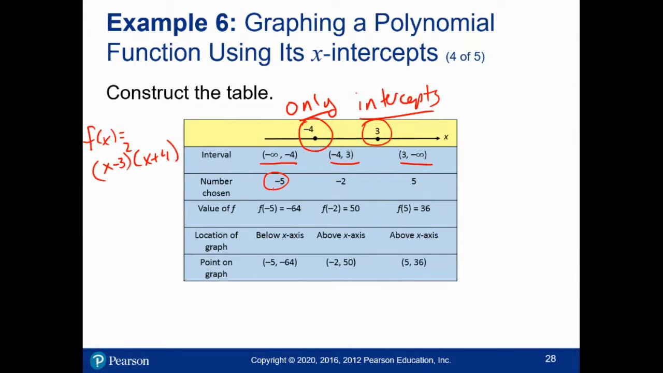If you take negative 5 and plug it in, you get out negative 64. So to the left of this intercept, it was always negative or always positive. At one point, it was negative. Therefore, it's always going to be negative. For a point in between negative 4 and 3, the book has chosen negative 2. I'm not sure why.